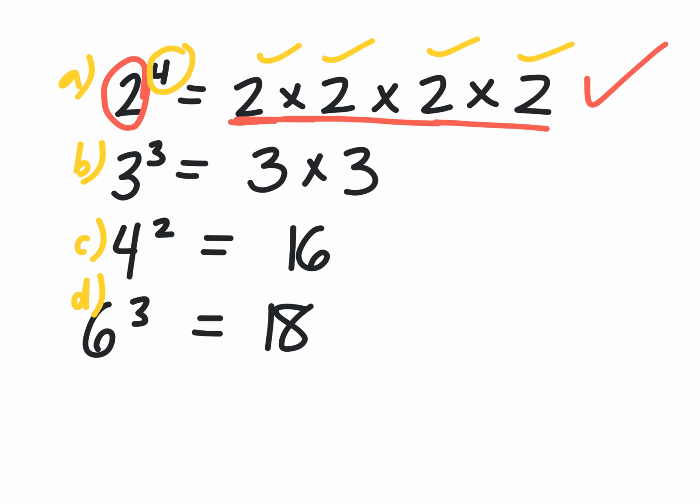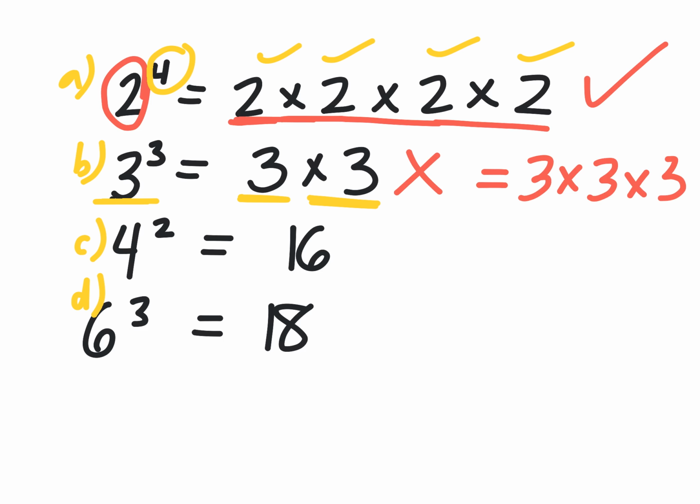Okay, B. The question says 3 to the power of 3 is equal to 3 times 3. Is that correct? Why is that wrong? Well, they got the base right, but they didn't do the exponent 3 times. They did it by 2. Good. So the exponent is the number 3, which means you have to multiply it by itself 3 times, and they only multiplied it by itself twice. So let's correct it. It should say equals 3 times 3 times 3, right?